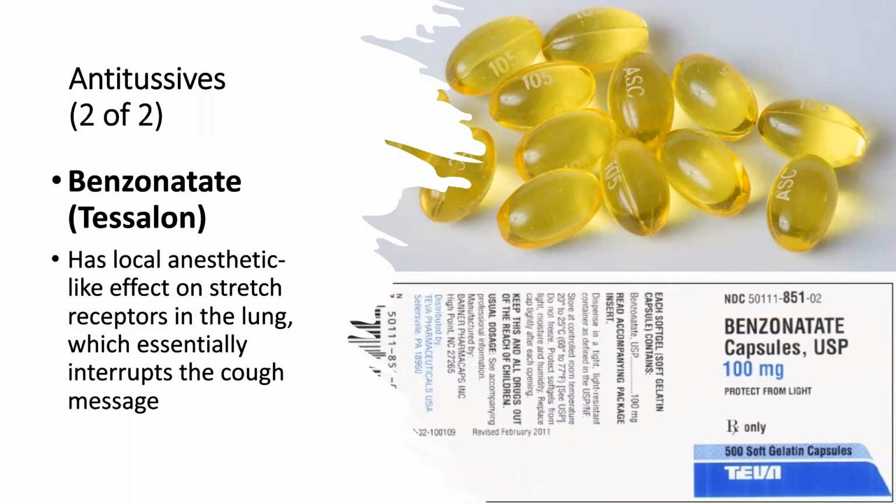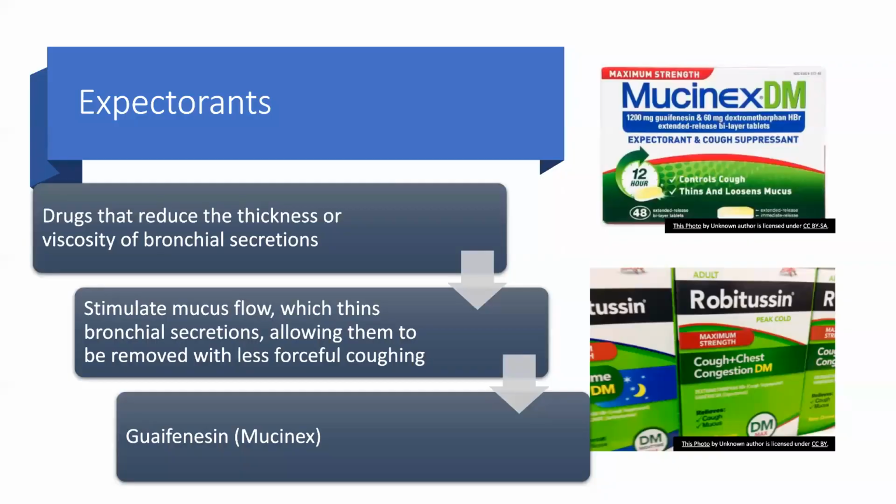the cough message. We use expectorants, which are drugs that reduce the thickness or viscosity of the bronchial secretions. They stimulate mucus flow, which thins the bronchial secretions, allowing them to be removed with less forceful coughing. An example is guaifenesin, or Mucinex.